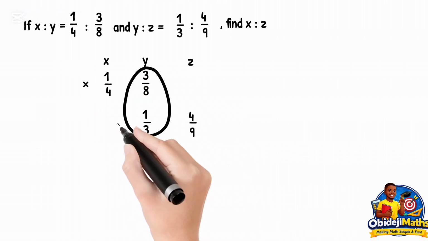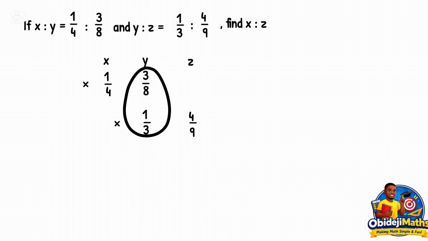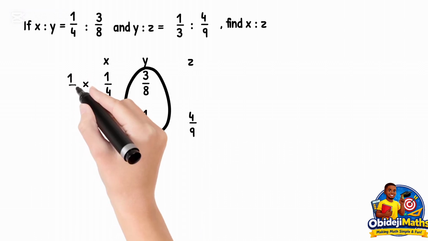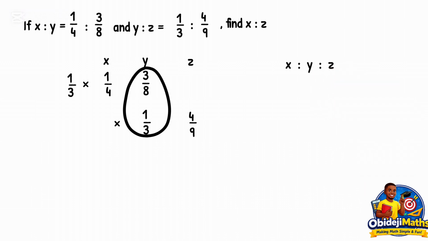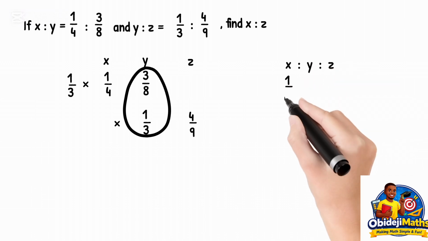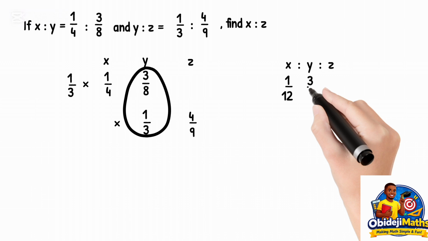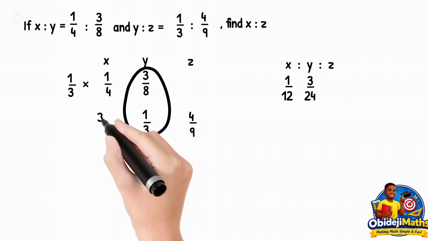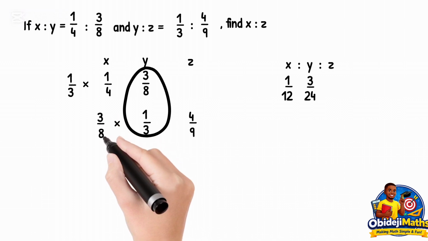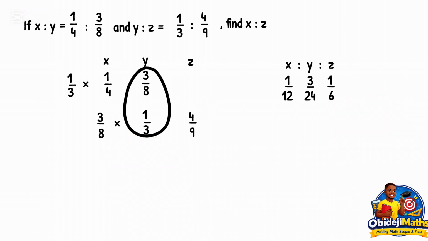We use 1/3 to multiply the first one and use 3/8 to multiply the second one. So when we multiply it, that will give us 1/12. The second one will give us 3/24. So 3/8 multiplied by 1/3 is 3/24, and that will give us 1/6.